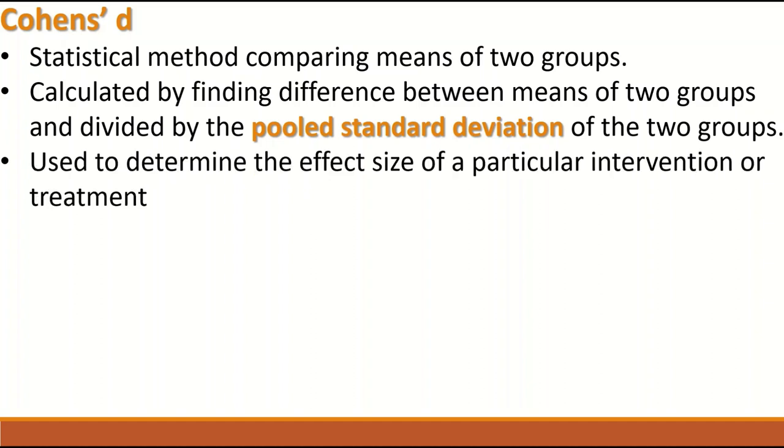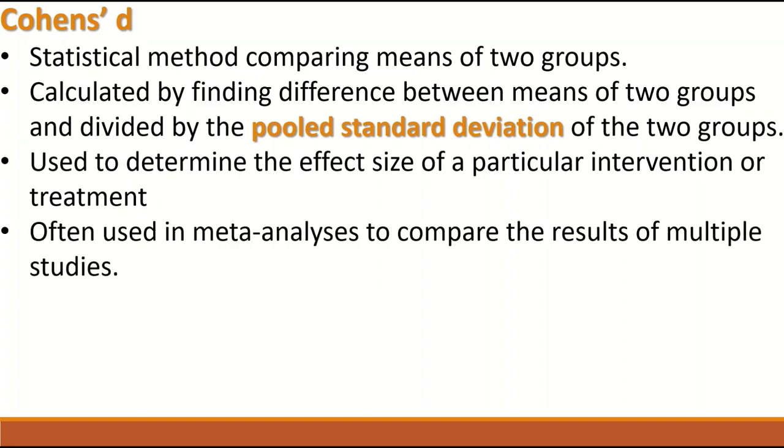Cohen's D is used to determine the effect size of a particular intervention or treatment compared to control. It is often used in meta-analysis for comparison of multiple studies' results. So when you have several studies and we want to perform a meta-analysis on those studies, then Cohen's D can be calculated, which is an effect size, to do a meta-analysis.